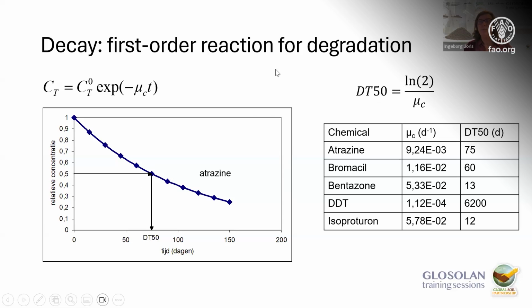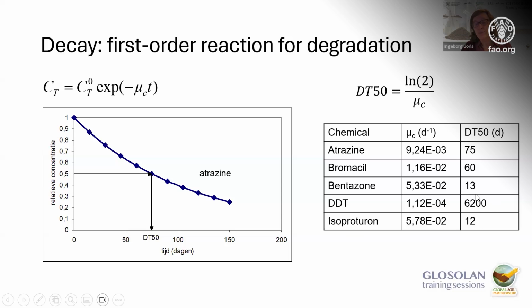I also listed, for some organic compounds, the DT50. This is the rate of degradation, the mu c, but this is the DT50, the half-life, which is also a bit easier, or more intuitive, to understand. You can see for DDT, which we saw has a very high KOC value, so it sticks very strongly to the soil, that it almost doesn't degrade. It takes 6,200 days to go from the initial value to half of the concentration. So we can call this persistent.